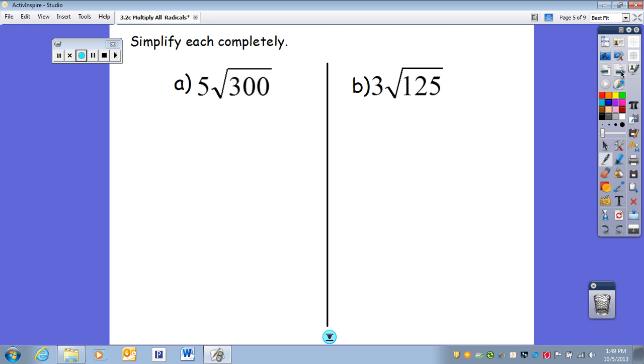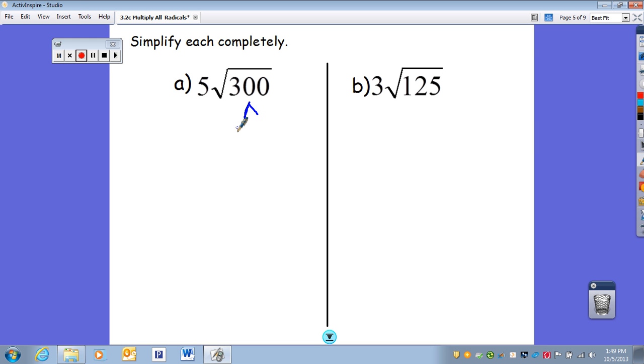Let's do some simplifying to practice. So, let's make a factor tree for 300. Let's do 30 times 10. And then we can do 5 times 6 and 2 times 3. And we can do 5 times 2. So we are going to rewrite our radical and we're going to put our factor pairs underneath. I have 2 5s, I have 2 2s, and I have a 3.